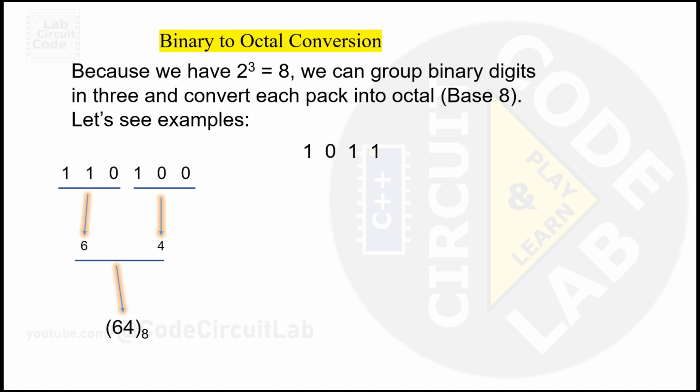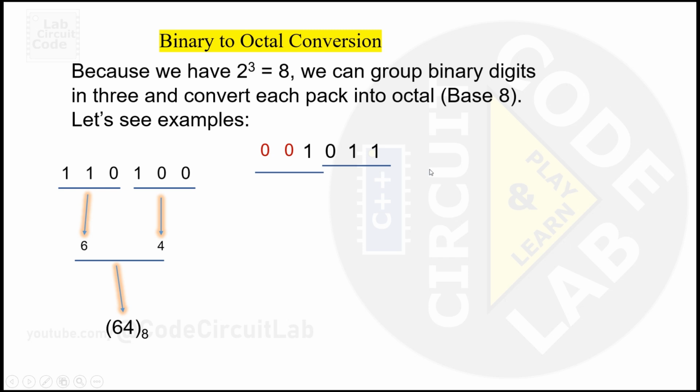Another number, 1011. We start from the left side, the first group and the second group. However, you see in the second group we don't have 3 digits. It's not needed. However, in order to not make mistakes, we'd better add 2 zeros on the left side of this digit. These zeros actually don't add any value to the number. They don't alter the number. However, it helps us make fewer mistakes.